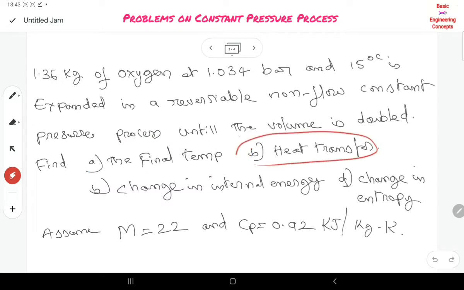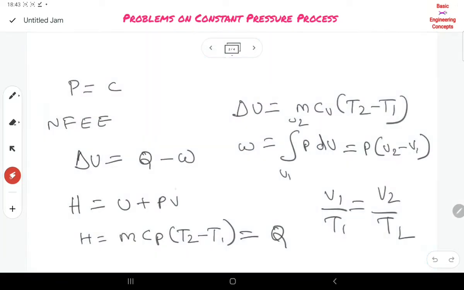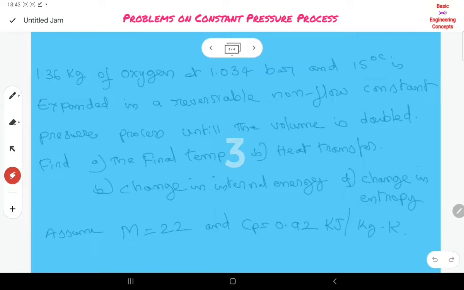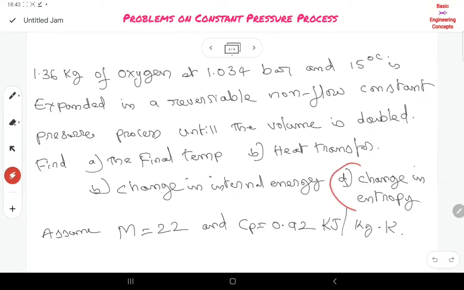As you know, the formula for the heat transfer is m Cp (T2 minus T1), and the change in entropy. The entropy equations were already explained in previous classes, so you can check the formula for the change in entropy.